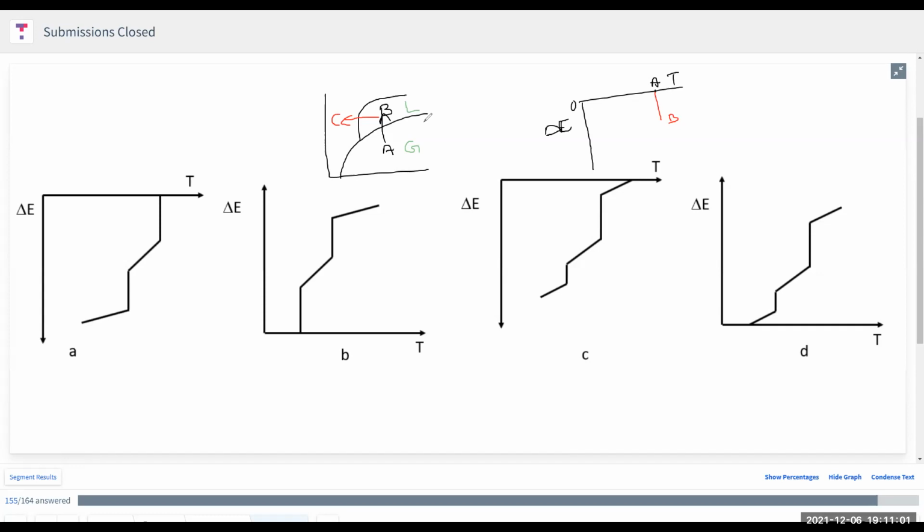Temperature is a measure of the average kinetic energy, right? So if you are changing the temperature, which energy has to change? Kinetic energy. So what's going to happen is when you decrease the temperature, the kinetic energy decreases. It's going to decrease like that until the boundary.